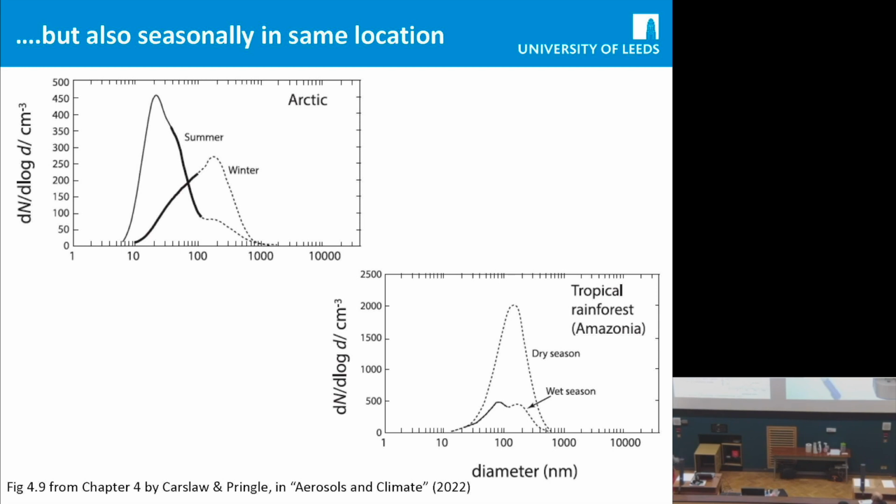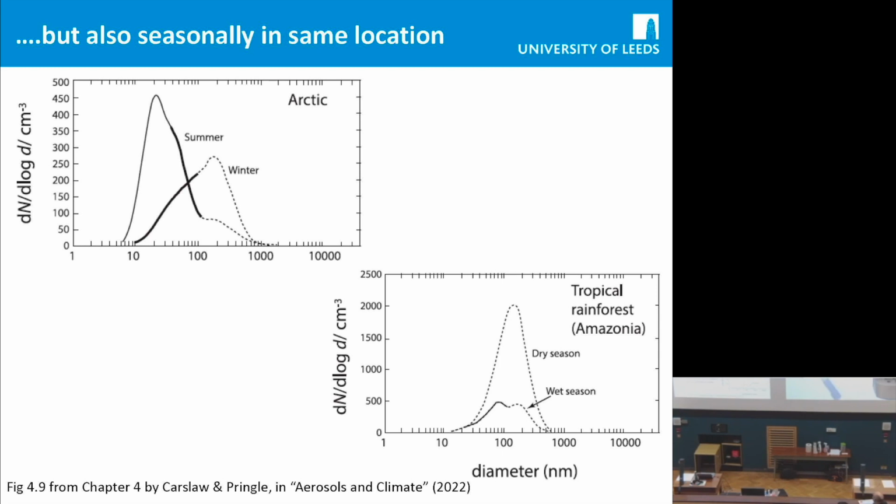That's because we're getting a lot of transport of pollution from the mid-latitudes, and that happens to be of that particular size, a few hundred nanometers in diameter. In the summertime, though, we don't see that transport, but we do see smaller particles. I'll come on to how they can end up there in a few slides. Essentially, we're getting a local formation of new particles during that period. So even in the same location, we can get quite different appearances of the size distribution.